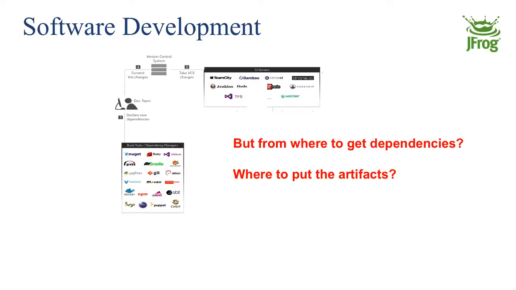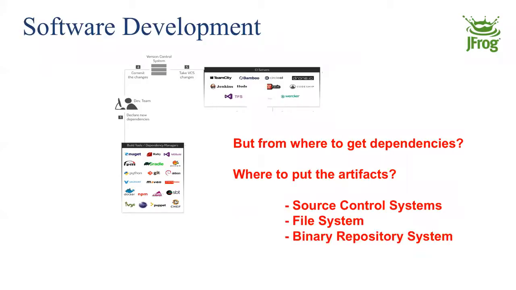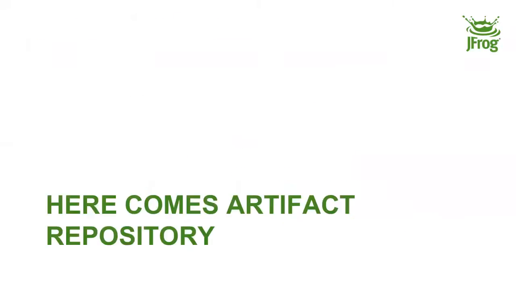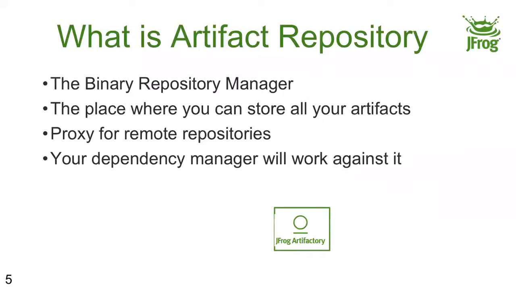So, coming back to the question, where do you put your artifacts? Either we put them in source control tools like any VCS or SVN system, or we put them in the file system, or the best option is to put them into a repository management system, right? So there's a binary repository manager. This is where Artifactory comes in. Artifactory is a binary repository manager.